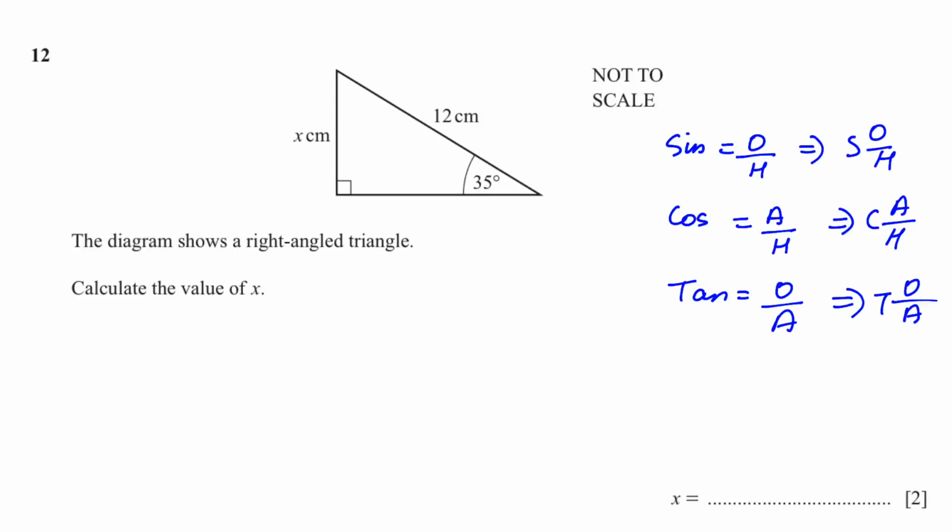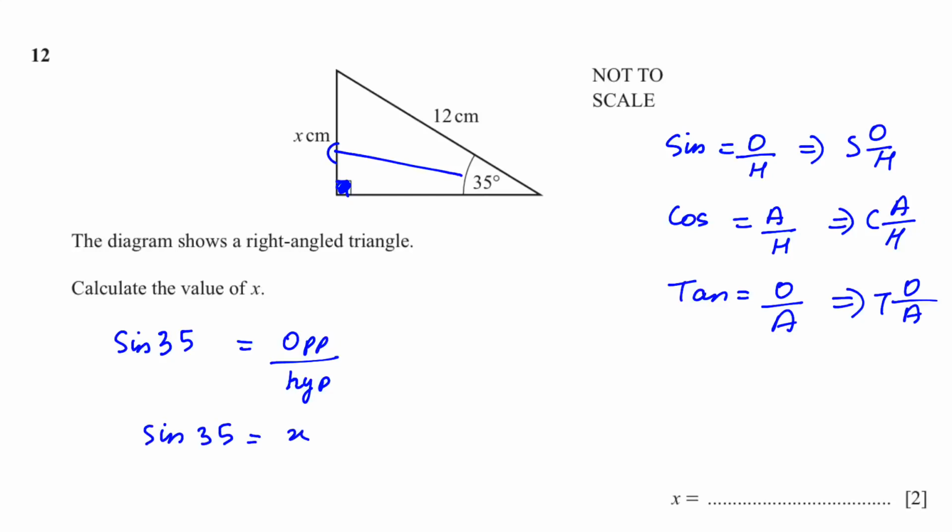In this case, let's see what we have. The angle has been given to you. So that is 35. And this is opposite. You have opposite. And the side opposite the right angle, which is our hypotenuse, has been given to us. So which identity are we going to use? We are going to use the sine identity. Sine 35 is equal to opposite, which is x, over hypotenuse 12.